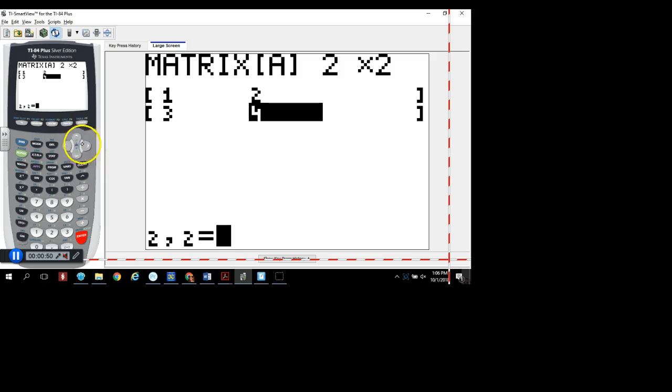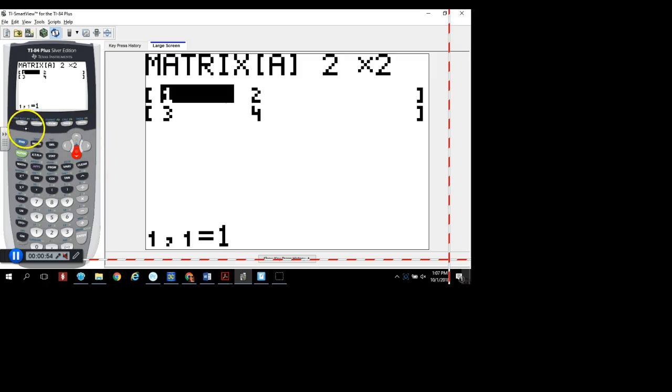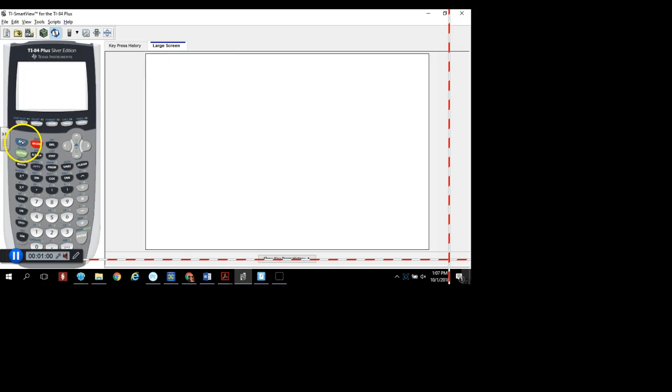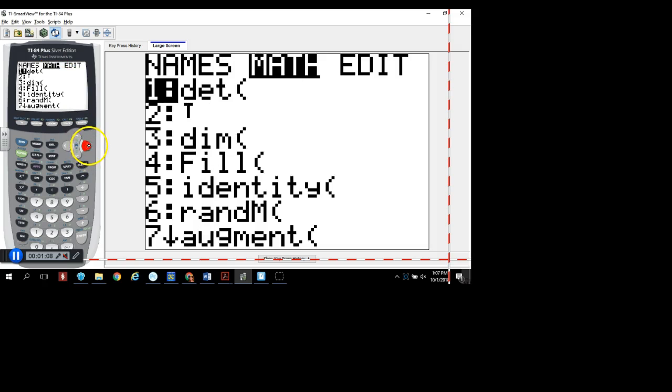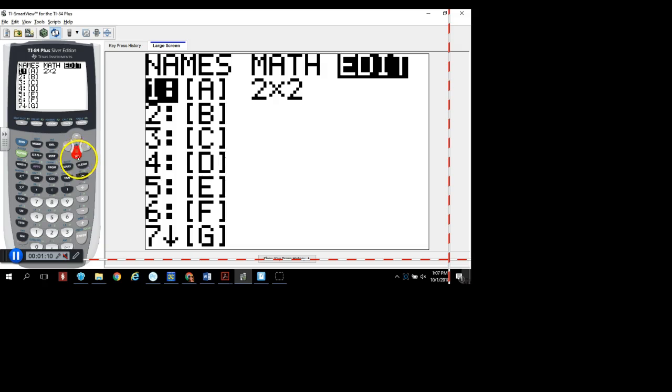I can't get out of this screen. I can't go anywhere with the arrows or hitting enter. I have to hit second, and then I have to hit the mode button to do the quit right here to get out. And then I go back into the matrix screen, and there I have my 2 by 2 saved right there.